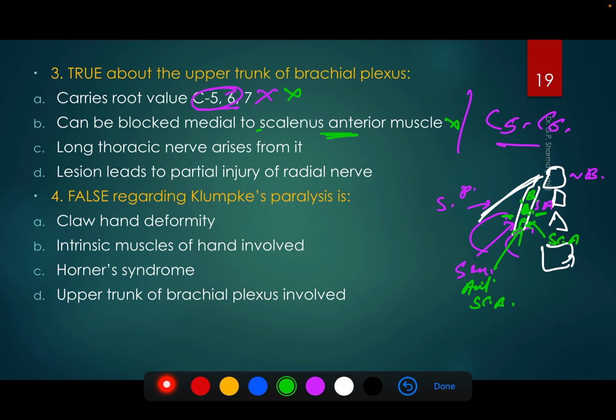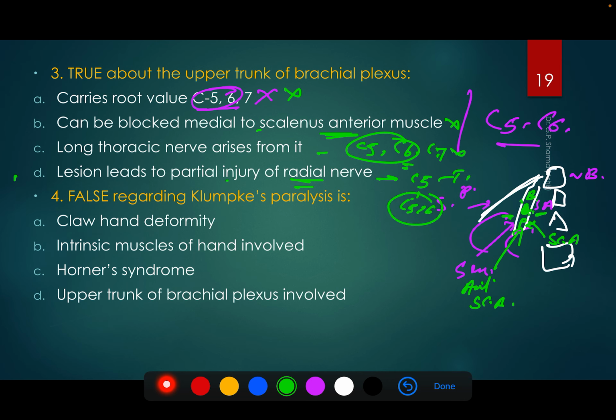Long thoracic nerve arises from it. That means upper trunk, right? So upper trunk, the long thoracic nerve arises from C5, C6, C7. So upper trunk has only C5 and C6. So that should be also wrong. Lesion leads to partial injury to radial nerve. Yes, we discussed because C5 to T1 is radial nerve, and it involves the C5 and C6.